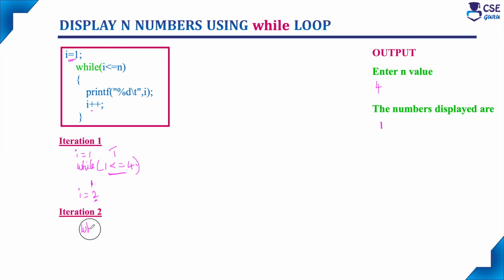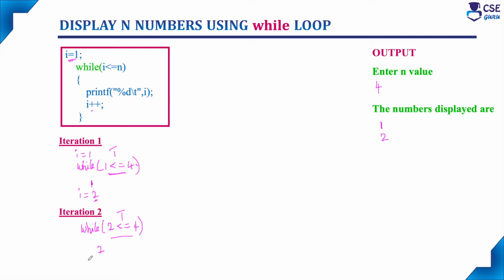Next, using the while loop, check the condition whether I value 2 is less than or equal to n. The n value is 4 only. We are not doing any change with the n value. So 2 is less than or equal to 4. Condition true. Now it will print the I value. So the I value is equal to 2.